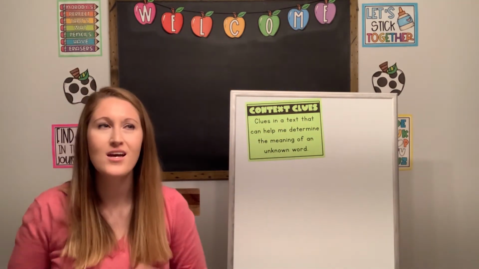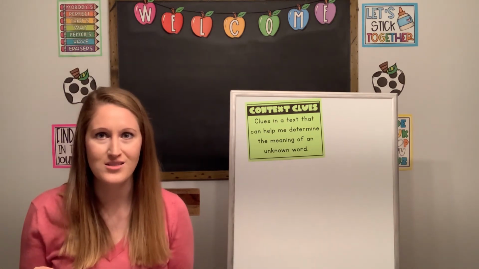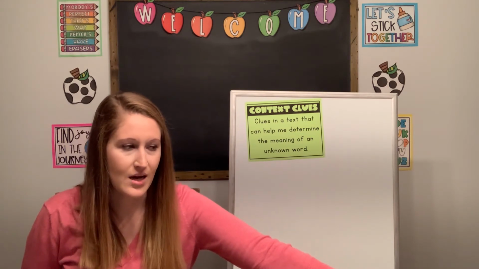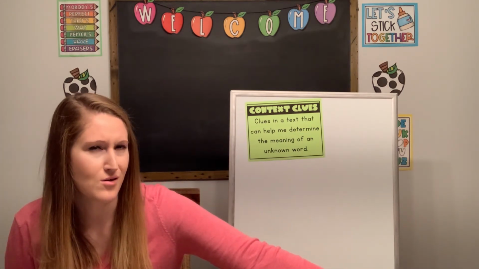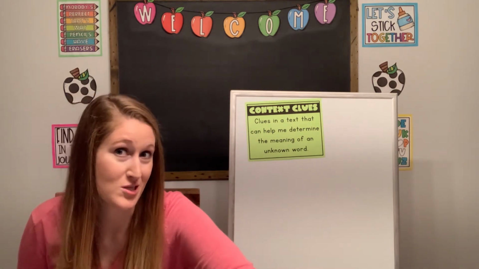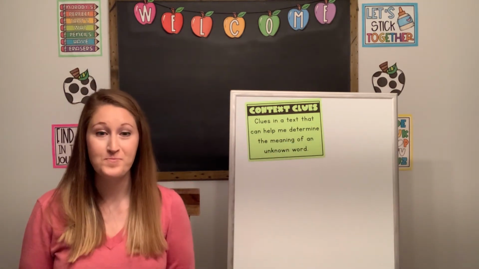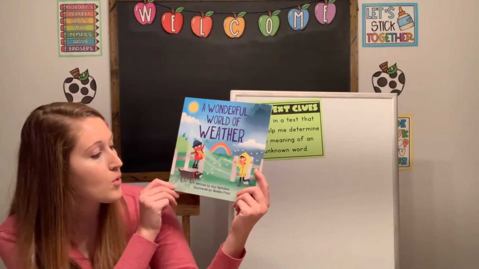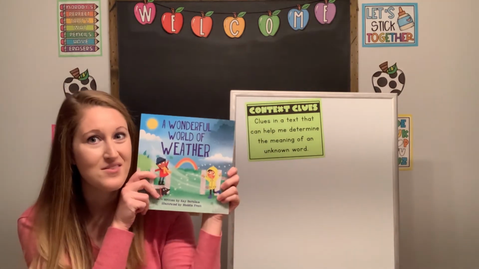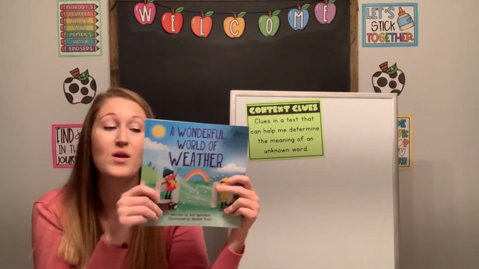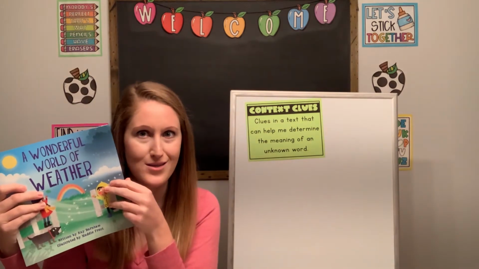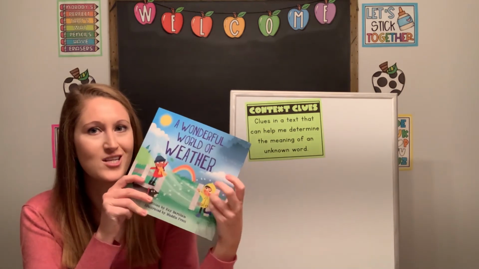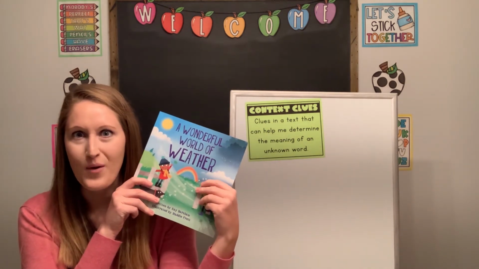You guys really did an awesome job using those context clues to determine the meaning of some of these words. But I think it's time to put it to the real test, don't you? We're going to put it to the test by reading a book. Now, the book that we're going to read today is called A Wonderful World of Weather, written by Barnham. And this series is one of my favorite series. So there's a lot of other books in this series about animals and different weather patterns. Super cool. So if you ever get a chance to check one of them out, I definitely recommend it.